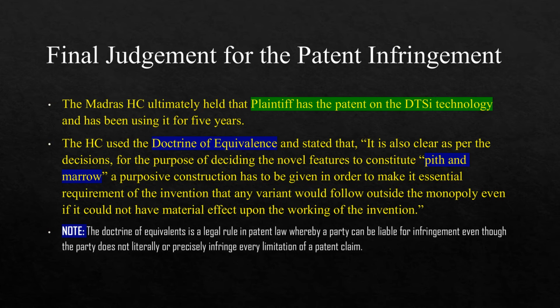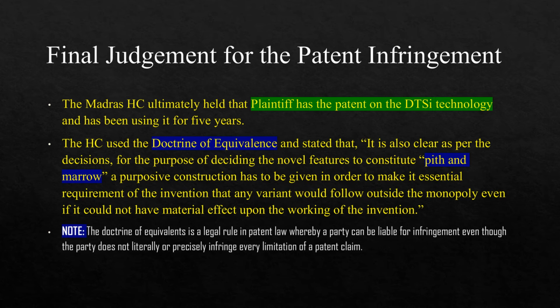Point number 1. The Madras High Court ultimately held that the plaintiff has the patent on the DTSI technology and has been using it for 5 years. Okay. The next point is, the High Court used the doctrine of equivalence and stated that it is also clear as per the decisions, for the purpose of deciding the novel features to constitute pith and marrow, a purposive construction has to be given in order to make it an essential requirement of the invention that any variant would fall outside the monopoly even if it could not have a material effect upon the working of the invention.